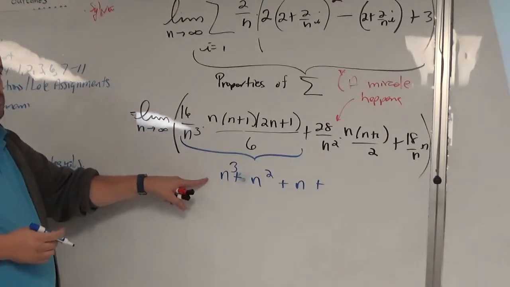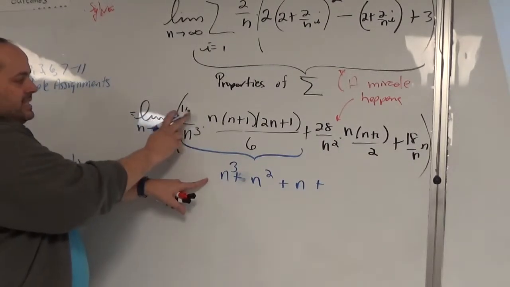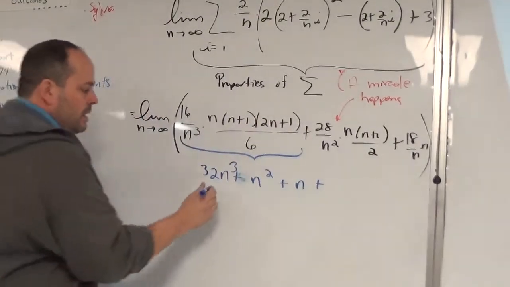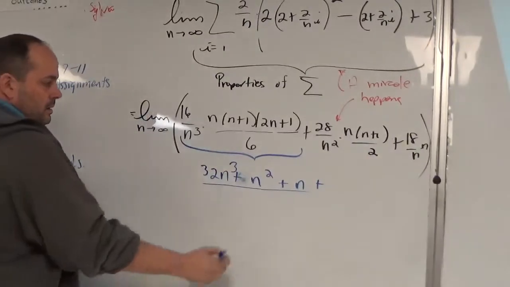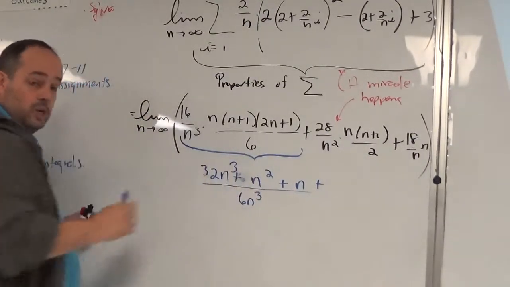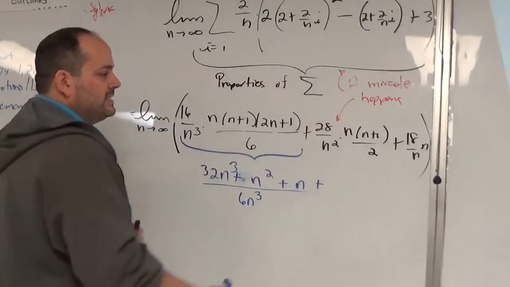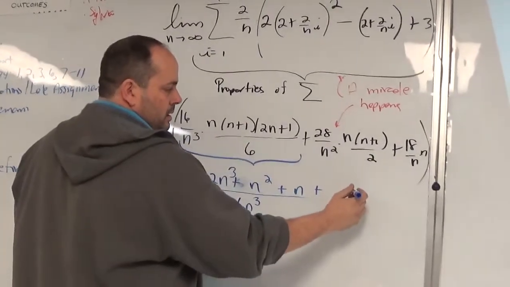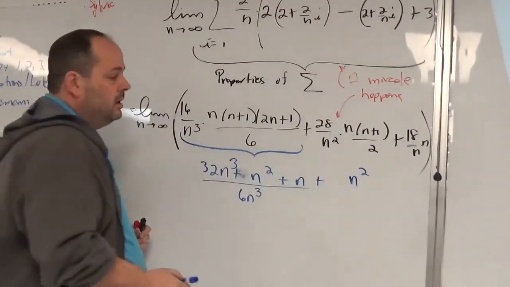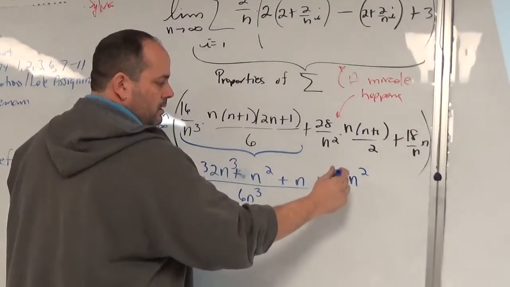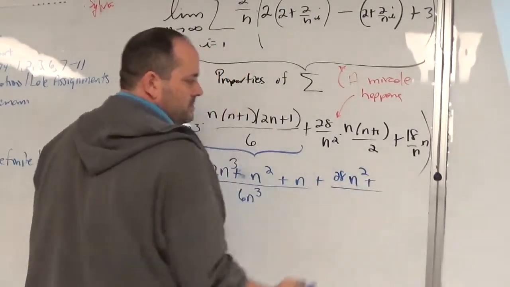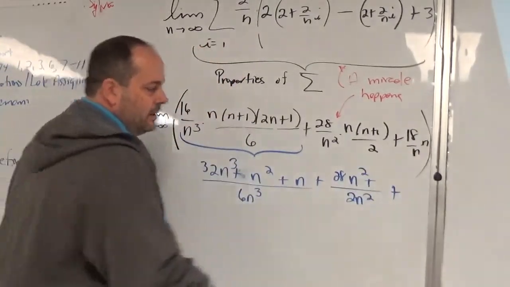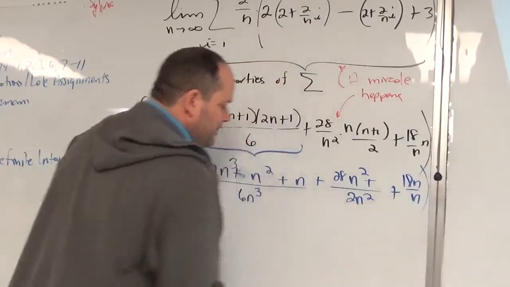And what's the coefficient? The number that goes in front. Track it through. 16 times n times 2n. Oh, 32. What about in the denominator? 6n. We get 6n cubed. Let's go to this next one. What's the degree? 28 times n plus 1 squared. There's an n squared. Coefficient? 28, plus some stuff in the denominator, 2n squared. Plus this last guy is 18n over n.